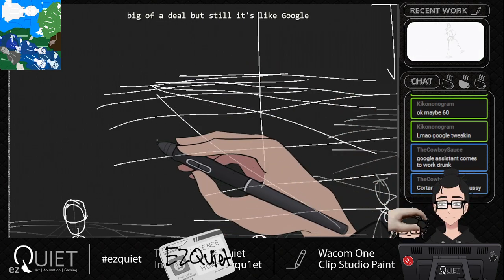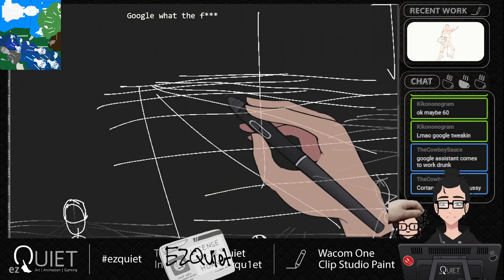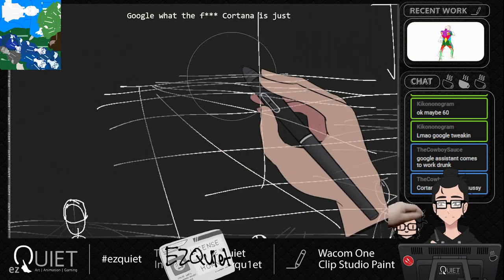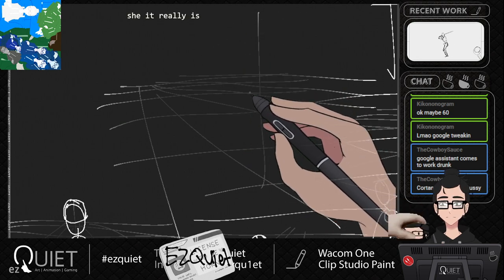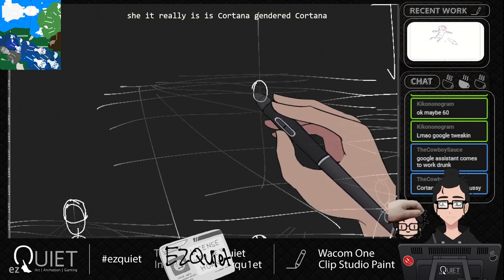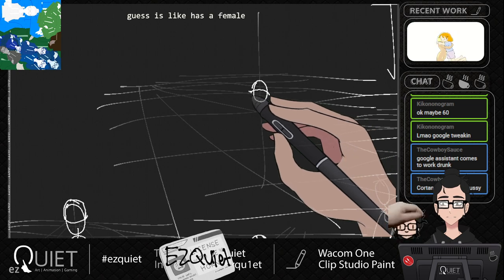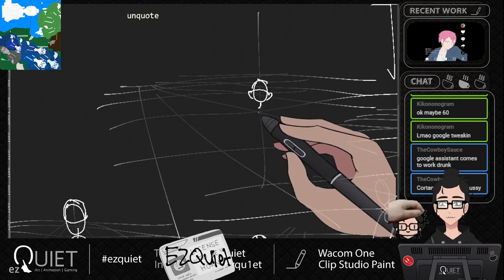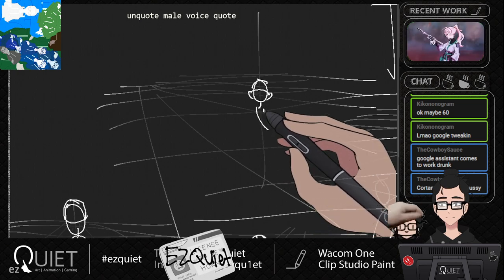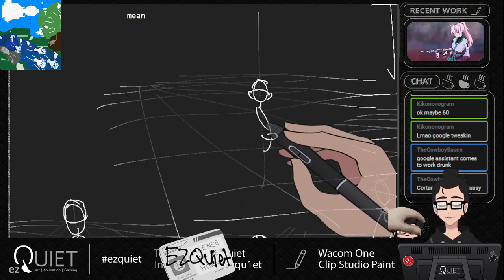Cortana is just very sussy. What the fuck? Cortana is just sussy. She really is. I mean it really is. Is Cortana gendered? Cortana, I guess, has a female voice, but you can actually change it to be a female voice, quote unquote, or a male voice, quote unquote, whatever that may mean. Anyway.